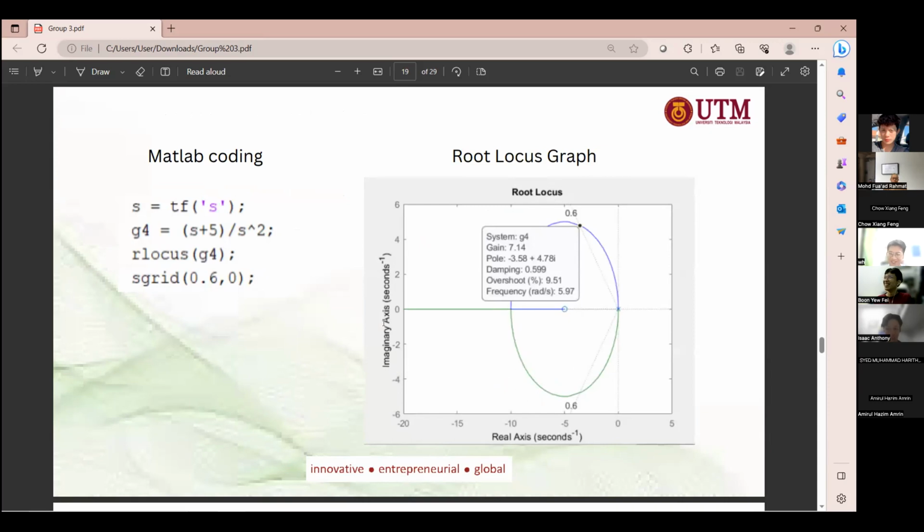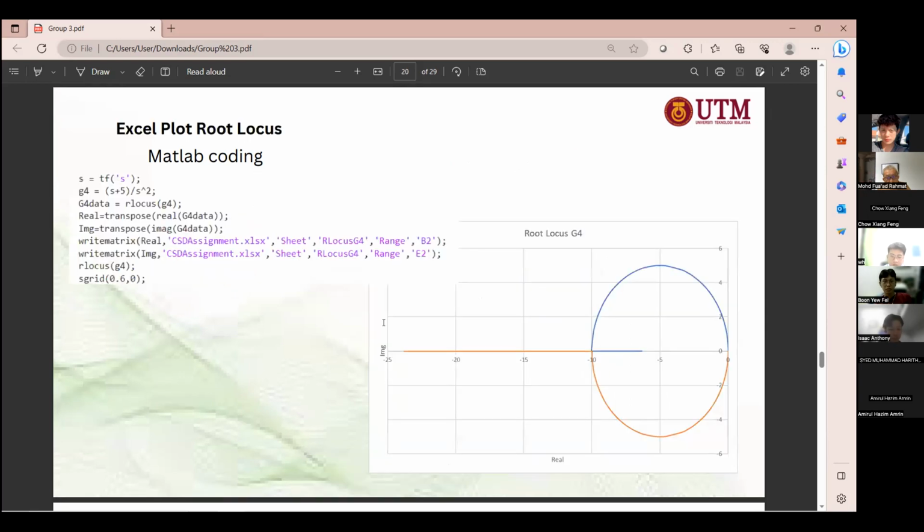After we get the equation, we put it into Matlab, same thing: S equals transfer function S, then plot. We can see the dominant pole is negative 3.58 plus 4.78i, and the damping is 0.6, which is close to the value just now. The overshoot is 9.51, which means we reach the target of less than 10% overshoot. Okay, next. We also use Matlab the same way, importing data from Matlab into Excel using write matrix.